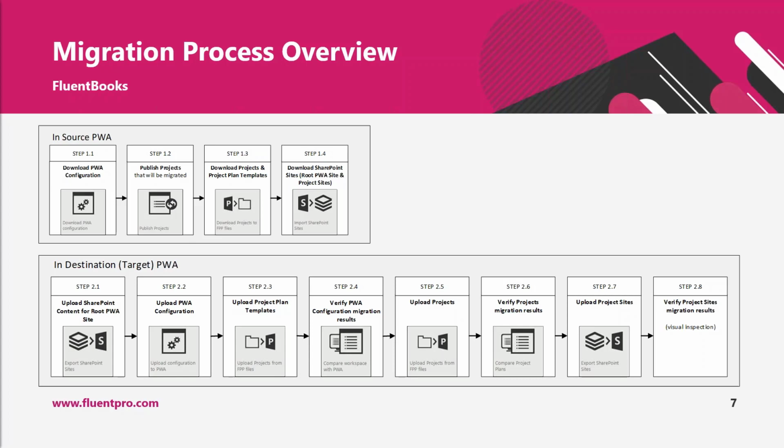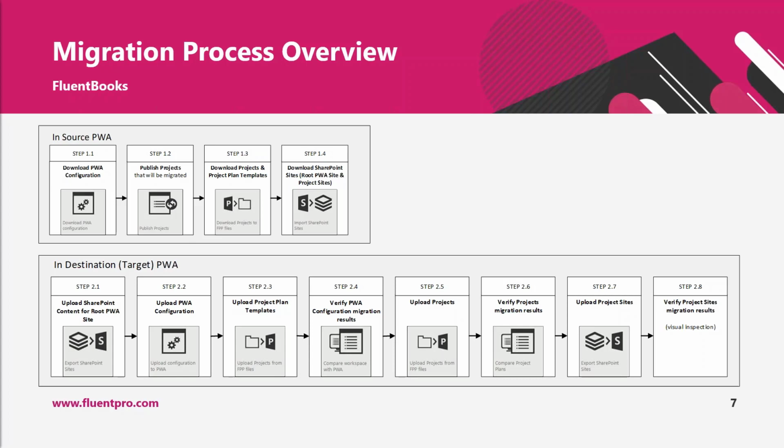And FluentBooks provides a specific wizard called Publish Projects that would help you to do a bulk publish. This publish is done through Project Professional, but you will not need to open every project and publish it manually. FluentBooks will do it for you. FluentBooks will open each project and publish it through Project Professional.